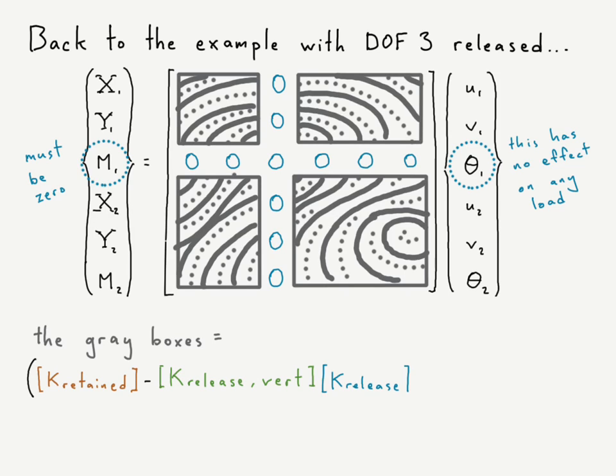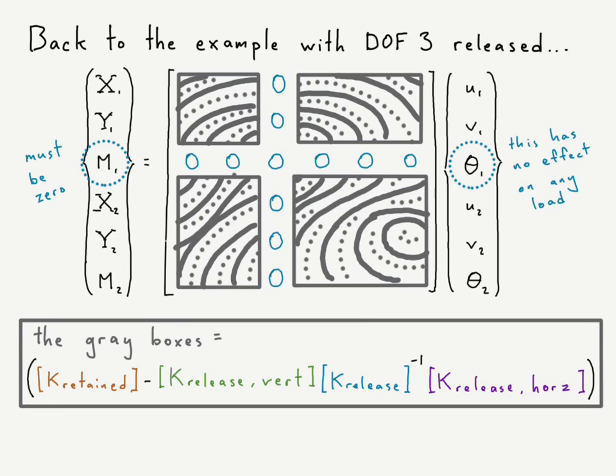Keep in mind that in this case, our retained degree of freedom stiffness matrix, right, that would be 5 by 5, right, because it removes degree of freedom 3. And so sure enough, if we were able to combine all those gray boxes, we would have a 5 by 5 stiffness matrix, and we would get that by using this equation that we have here. All right.